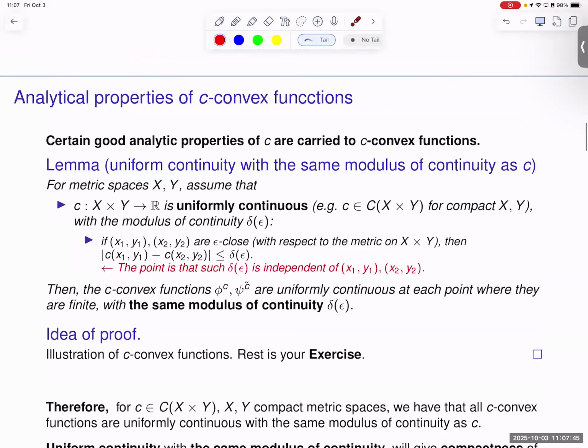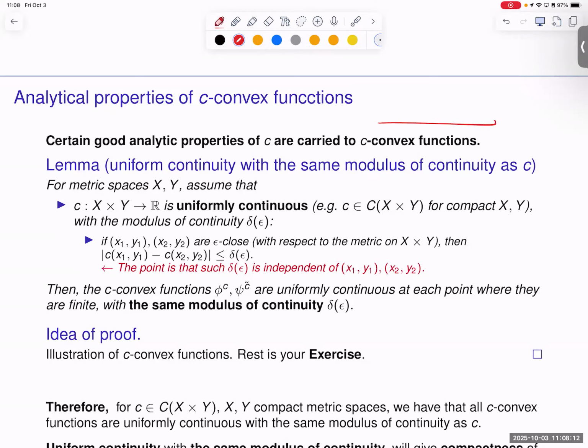Okay, so there are some nice analytic properties of C convex functions. Let me just read this lemma. So if your cost function C is uniformly continuous, meaning the modulus it has, for given, let's say, for given epsilon, it has same delta. It's like this. I mean, continuity is like that.